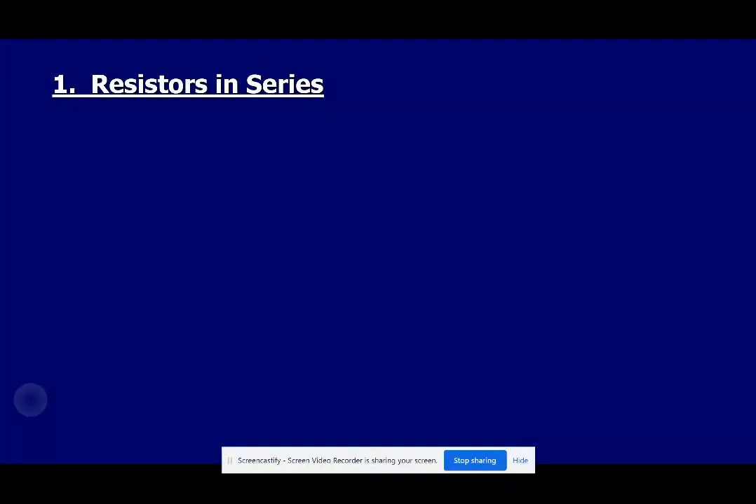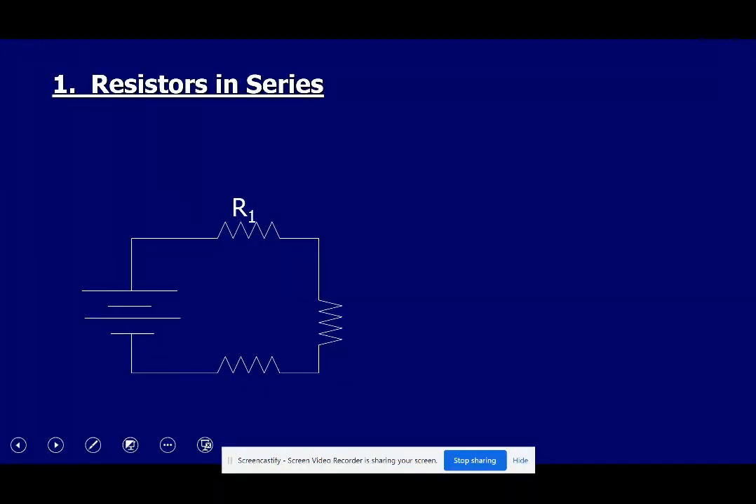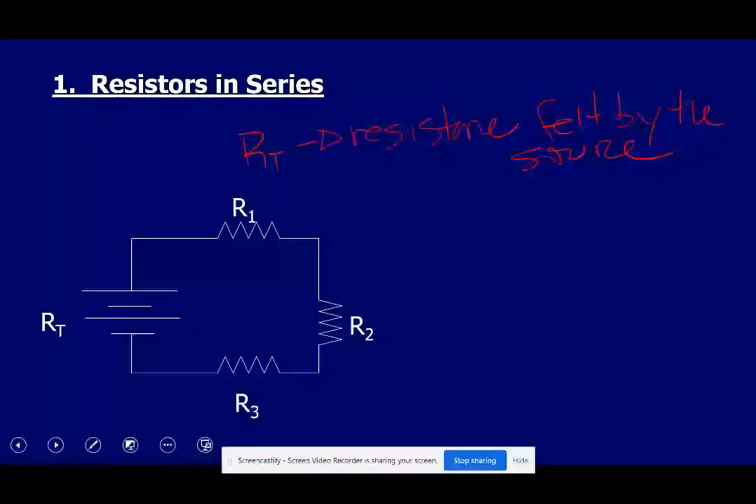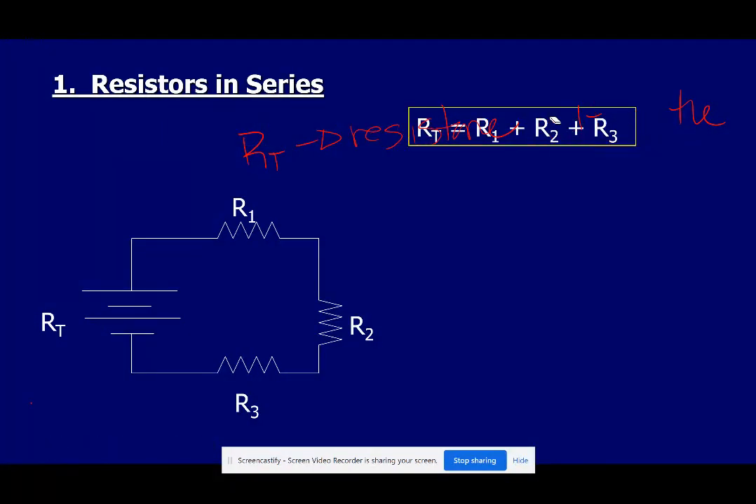So the easiest type of resistance to calculate is a resistance in series, where you have, let's say in this case, three resistors, and we're trying to find the total resistance RT. RT is defined as the resistance felt by the source. And its formula is just RT equals R1 plus R2 plus R3. And again, that RT is what's felt by the source.